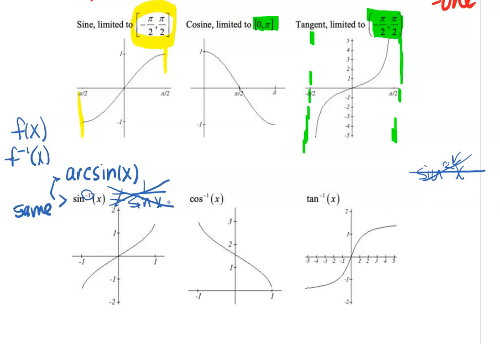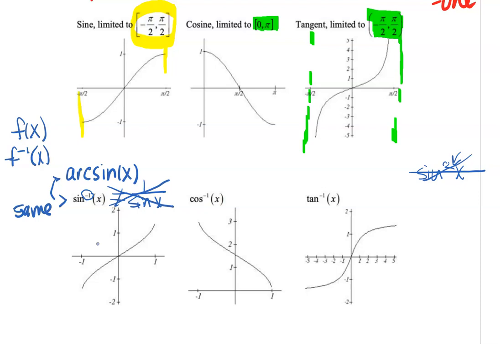Now, what does this arc sine function look like? If you go back to your basis of inverses and you switch every x and y, you can see that this is a function that is now between -1 and 1, and its y values are also going to be based off of pi over 2 and negative pi over 2.